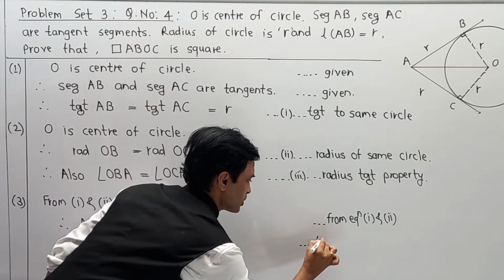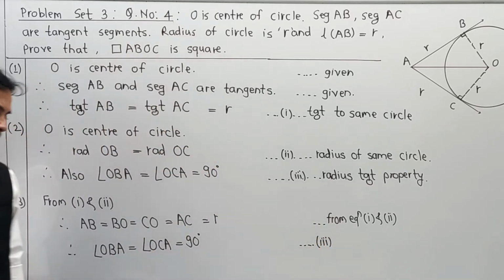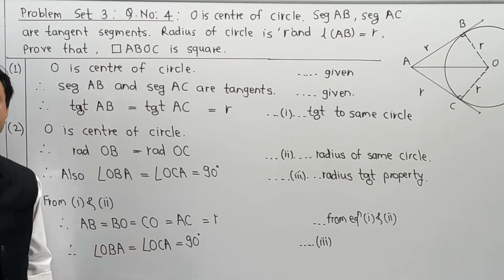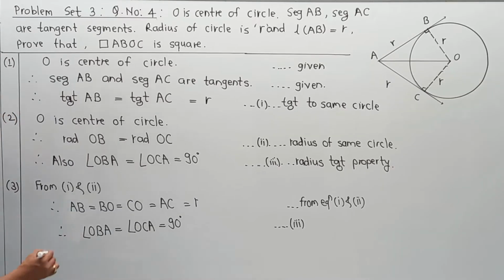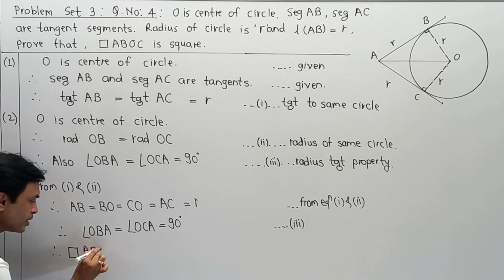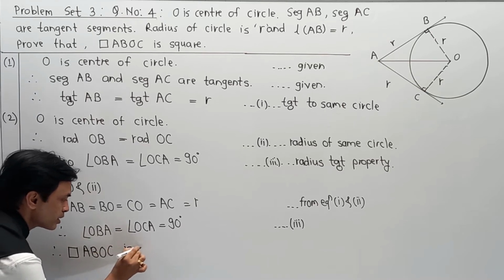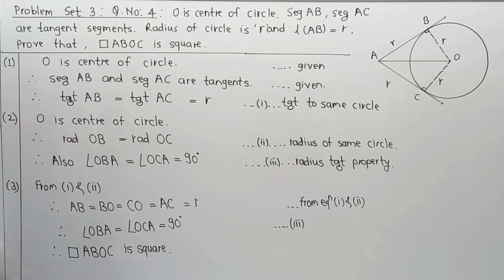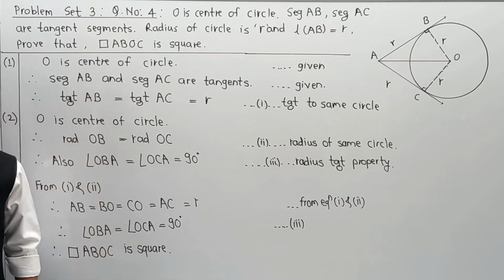As equation number 3. Now remember, ABOC is a quadrilateral such that all its sides are equal and two angles are 90. Naturally, all its sides are equal and one angle is 90, which means it is a square. Therefore, ABOC is a square. And in this way, you can complete your entire proof.